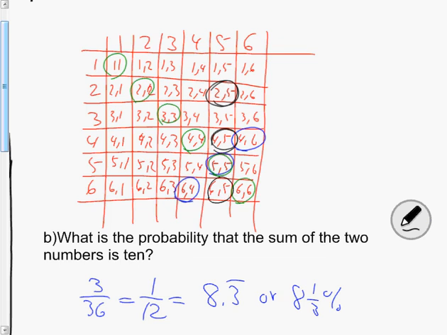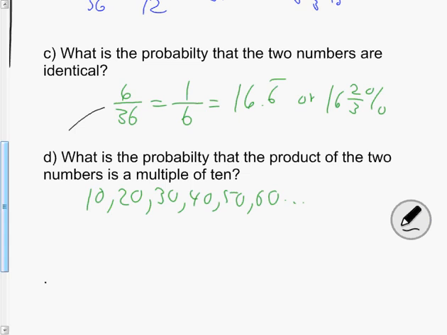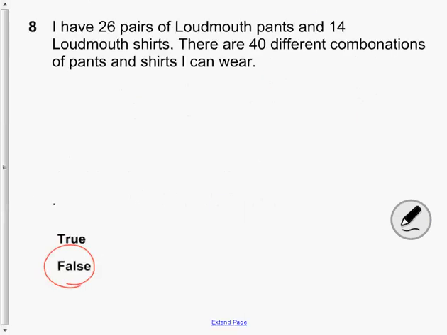4 and 5 and 6 and 5 are. So is 5 and 2, and 5 and 4, and 5 and 6. I think that's all of them. So we have 1, 2, 3, 4, 5, 6. Again, just like the last one, we have 6 chances out of 36, which would follow the same path and be the exact same percentages. 16 2/3% chance. Back to the one I had before, the answer is false, and here's why.